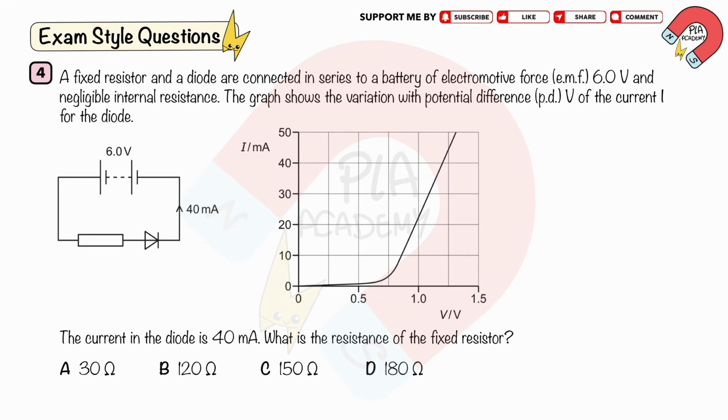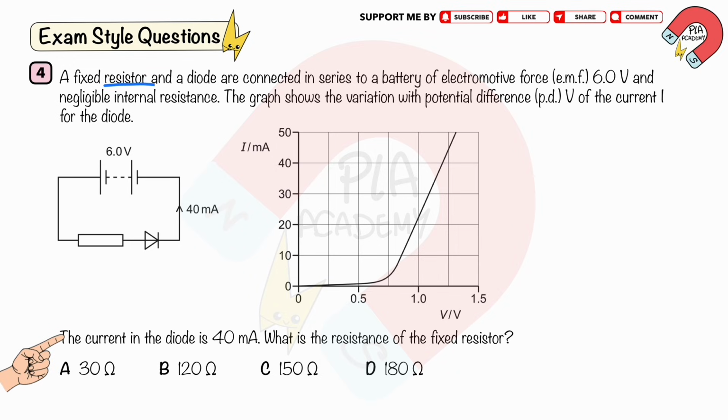Exam style question 4. A fixed resistor and a diode are connected in series to a battery of electromotive force, EMF, 6.0 volts, and negligible internal resistance. The graph shows the variation with potential difference, PD, V of the current I for the diode. The current in the diode is 40 mA. What is the resistance of the fixed resistor?